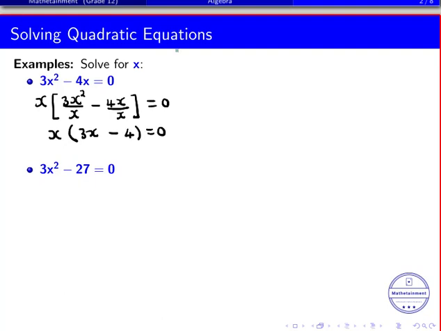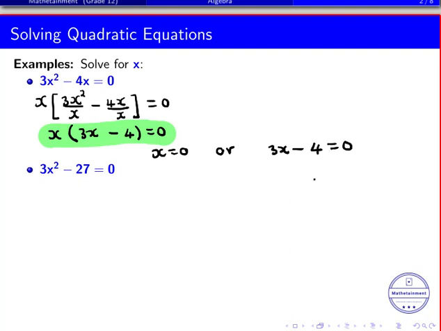Now, I want to highlight this part. You see the part that I'm highlighting there. That's a factorized version of my equation. This means that since the product of x and 3x minus 4 is equal to 0, at least one of the factors must be equal to 0. This means that it's either x is equal to 0 or 3x minus 4 is equal to 0.